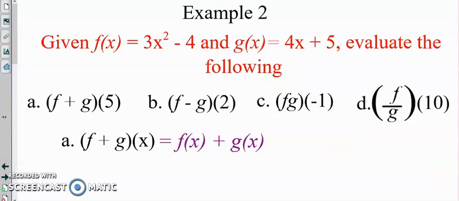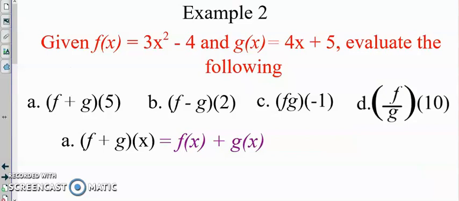Now we have example 2. As you can see, everything looks about the same, except everything looks cleaner because they're typed in instead of written by hand. All right, so here we're given the same things, but there's one big difference.